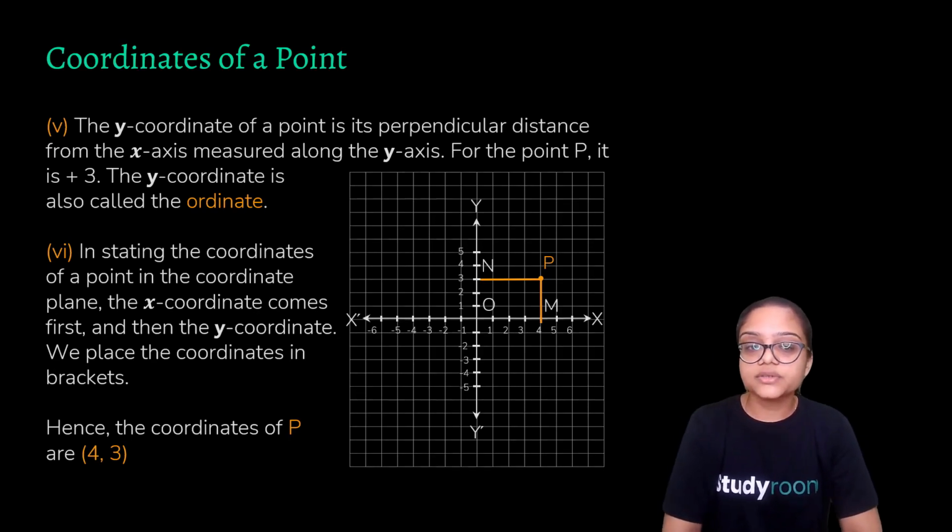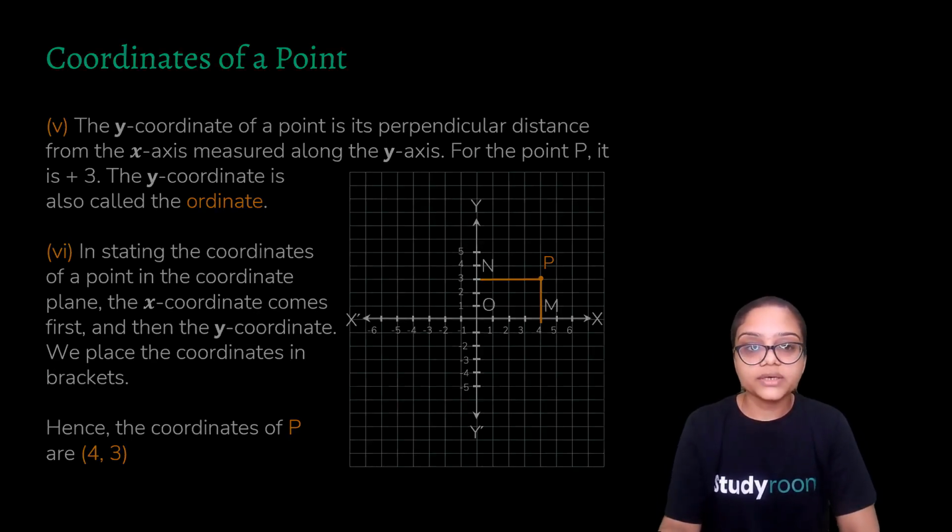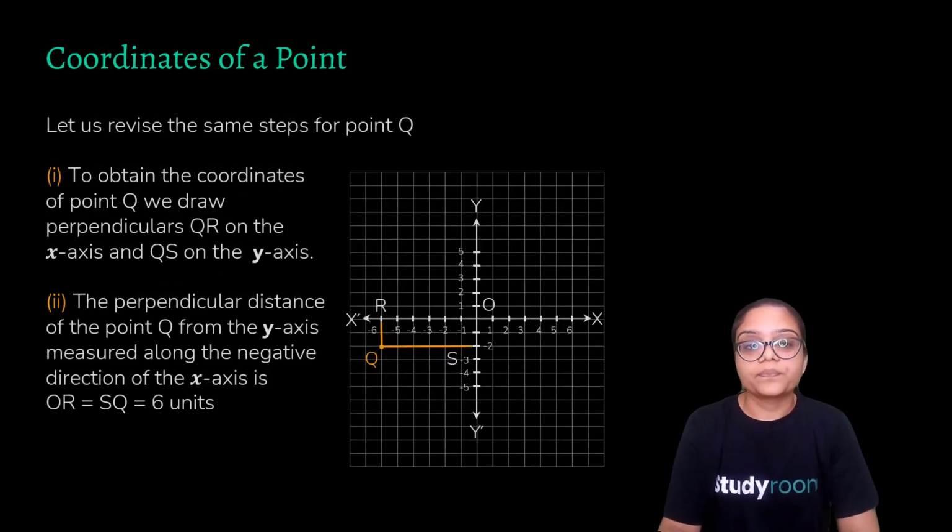I have already told you this point and how the places are put, and that's how we denote the coordinates of any point. Okay, let us revise the same steps for Q. Q is given to you and you need to find the coordinates. First draw the perpendicular from both the axes. Now the perpendicular from the y-axis denotes the x-axis point, right? Abscissa. And the perpendicular from the x-axis denotes the y-axis point, ordinate.